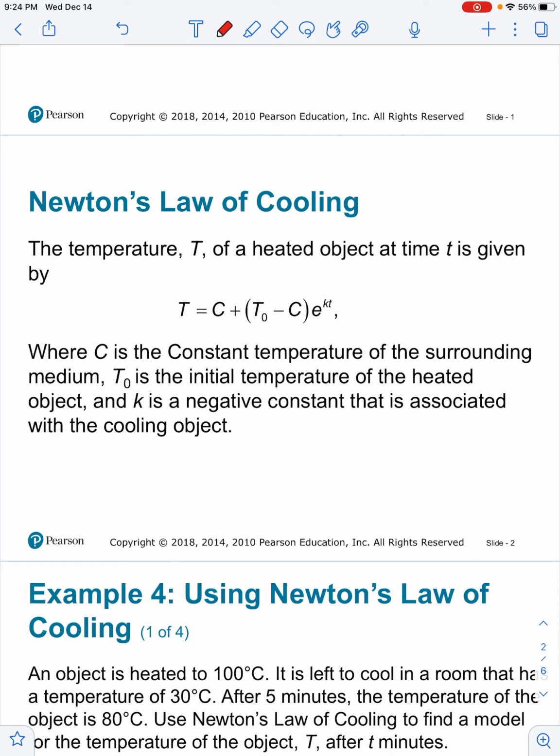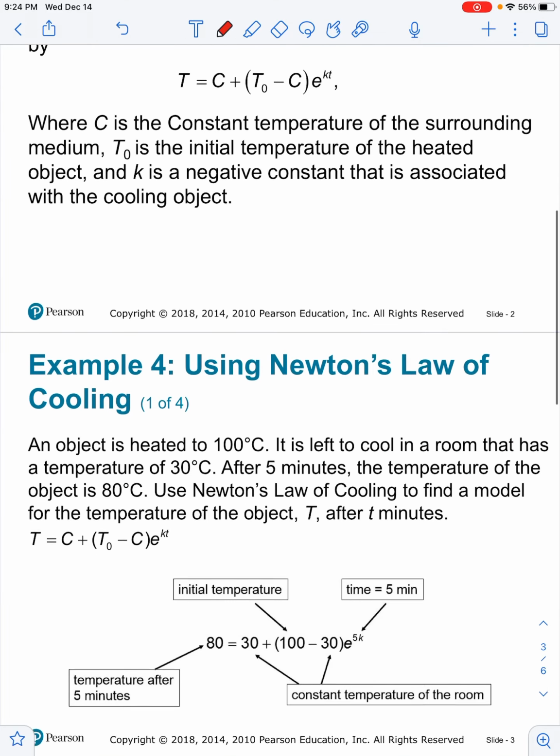So you can see the formula T equals C plus the quantity T sub 0 minus C times e raised to the kt. The uppercase T is the temperature of the heated object at a given point in time, t. C is the constant temperature of the surrounding medium. We're going to understand that a little better once we do a problem. T sub 0 is the initial temperature of the heated object, and k is a negative constant associated with the cooling object. And that's because it's an exponential decay model.